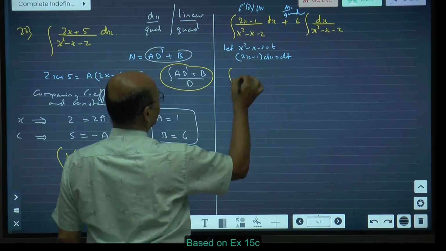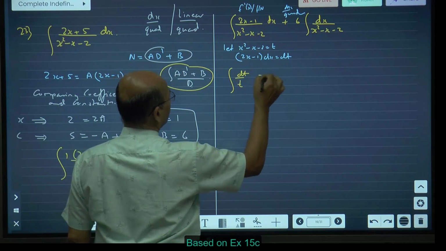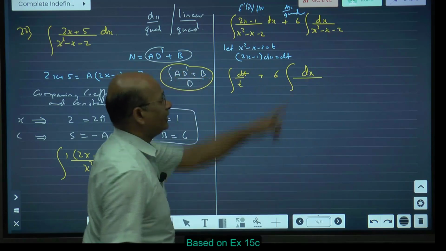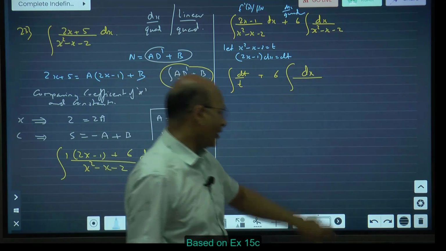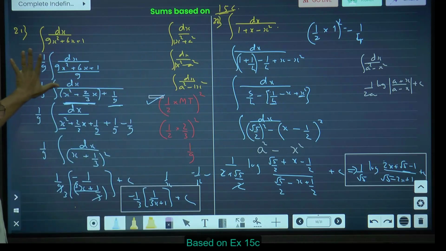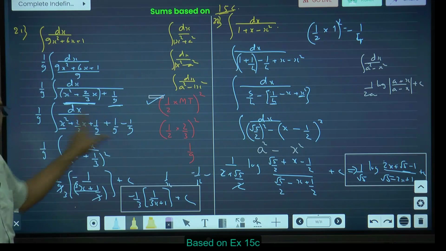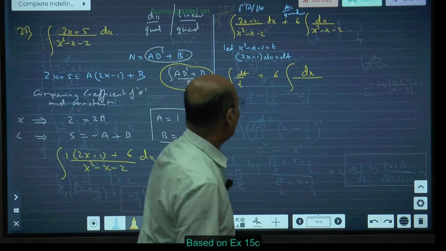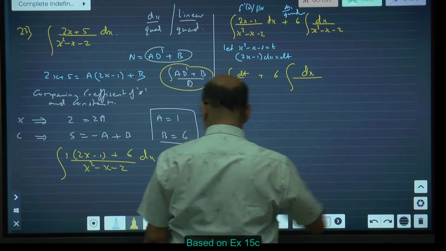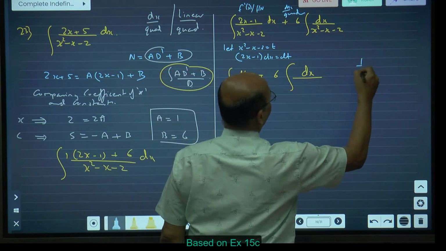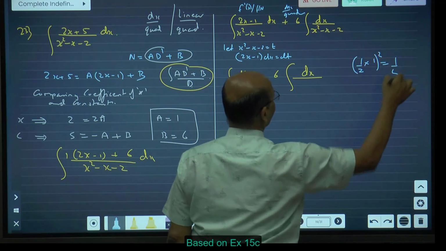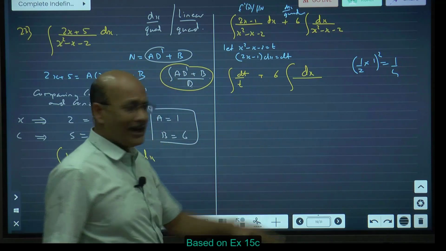So this will become integral dt upon t, plus 6 integral dx upon quadratic. What I did, for dx upon quadratic, the x square coefficient is 1, and then add and subtract a term to make this a perfect square. So x square is 1, so half into the middle term, don't worry about the sign, whole square, the answer is 1 by 4. So add 1 by 4, subtract 1 by 4.